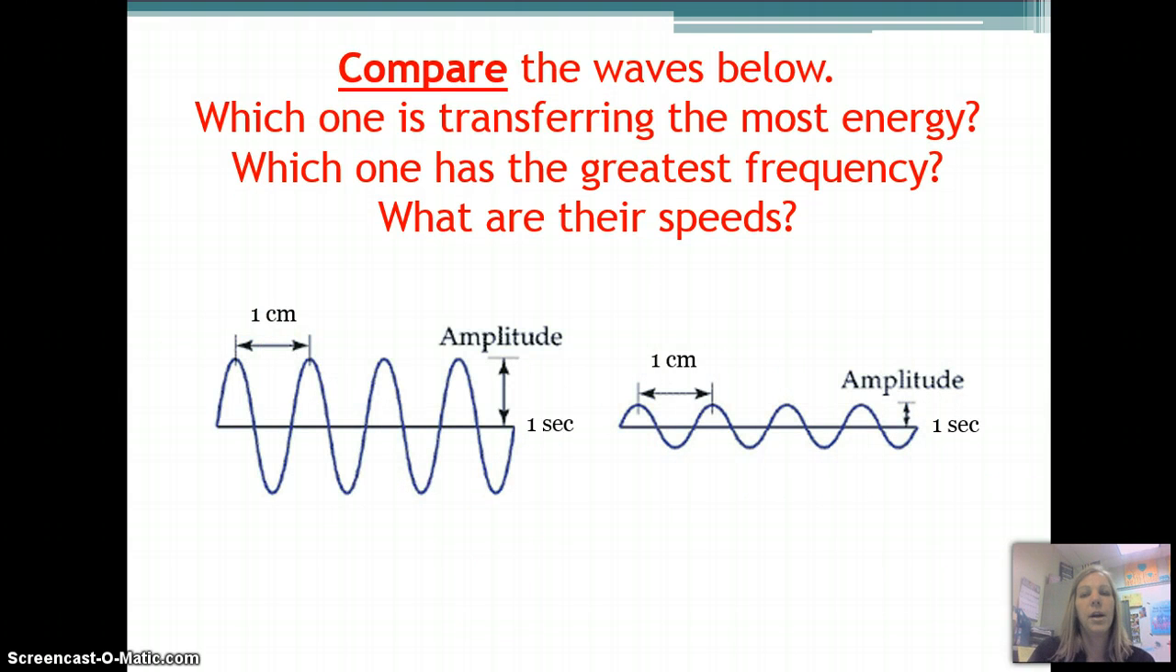All right, so compare these waves below. It's the same 3 questions. I'll give you a few seconds to figure out.